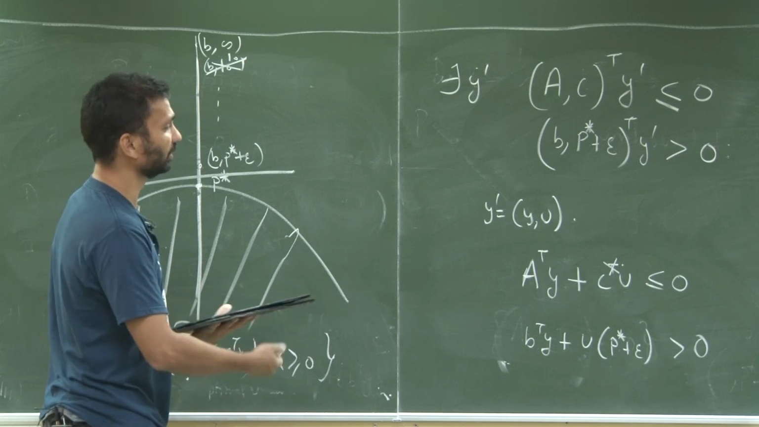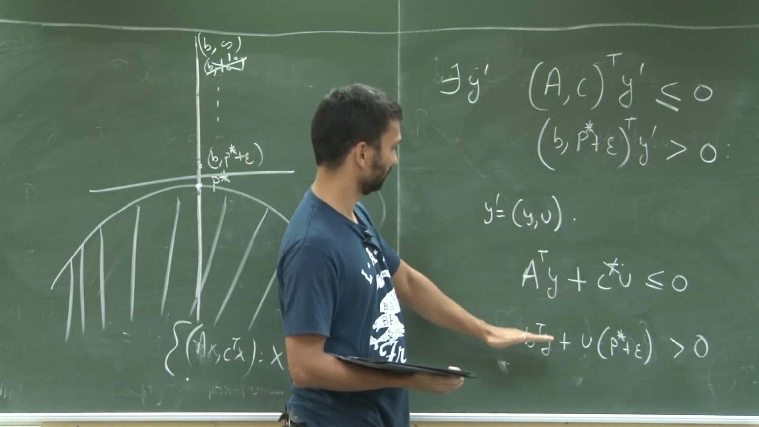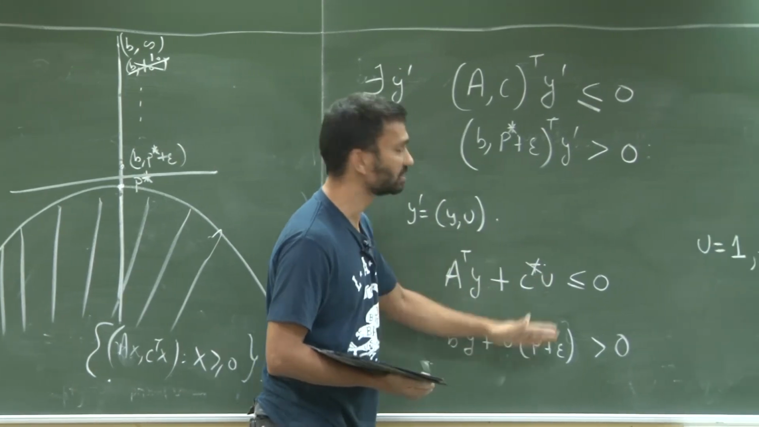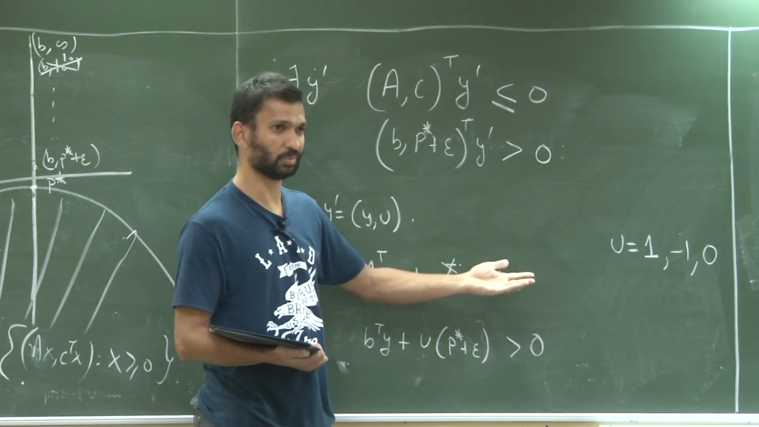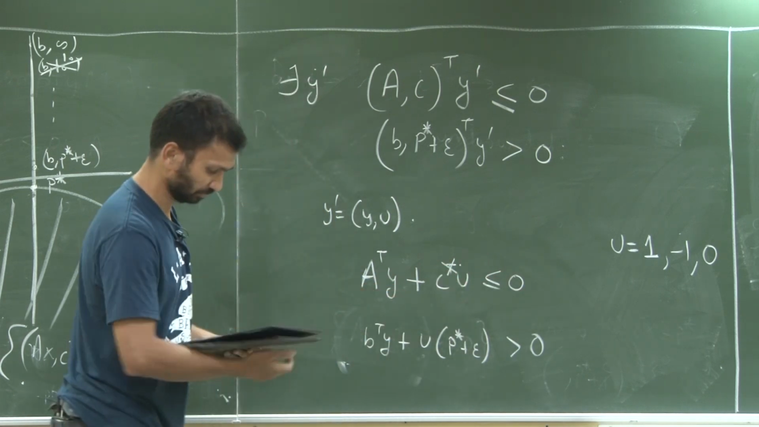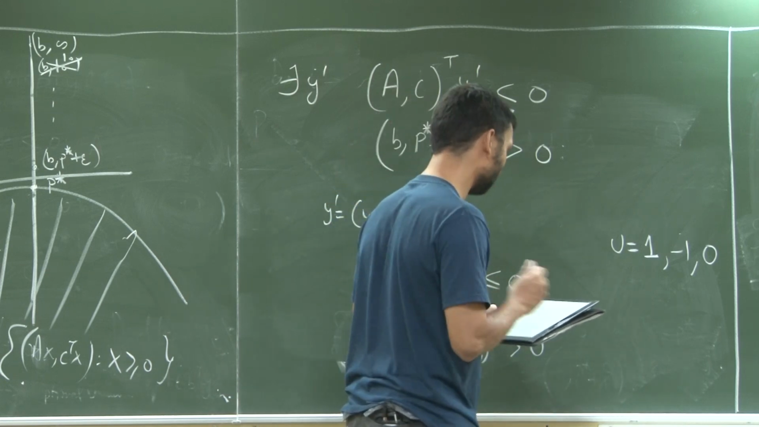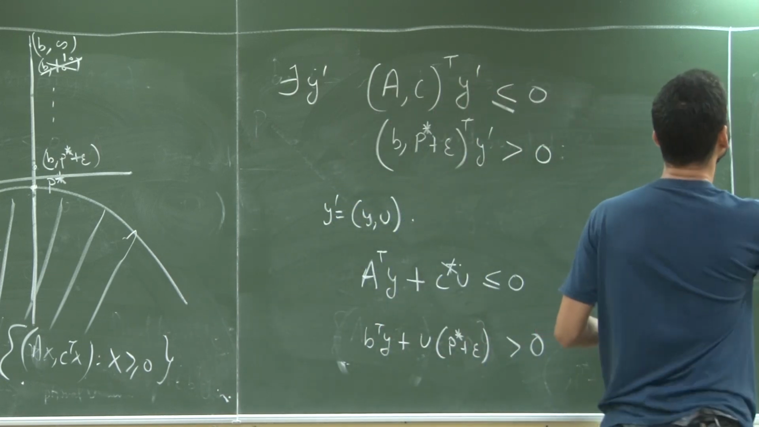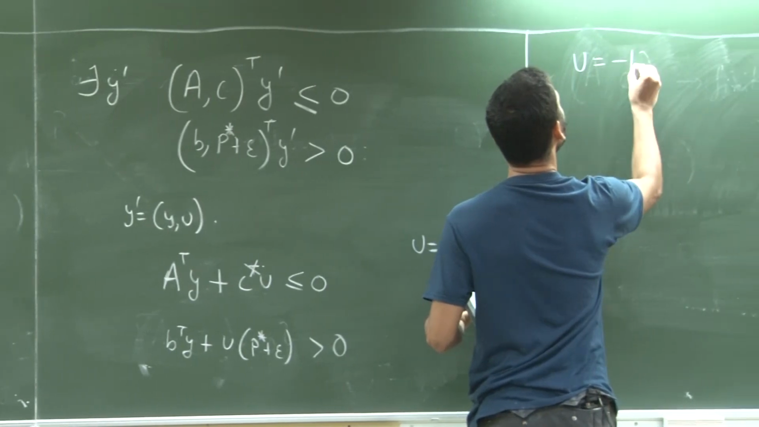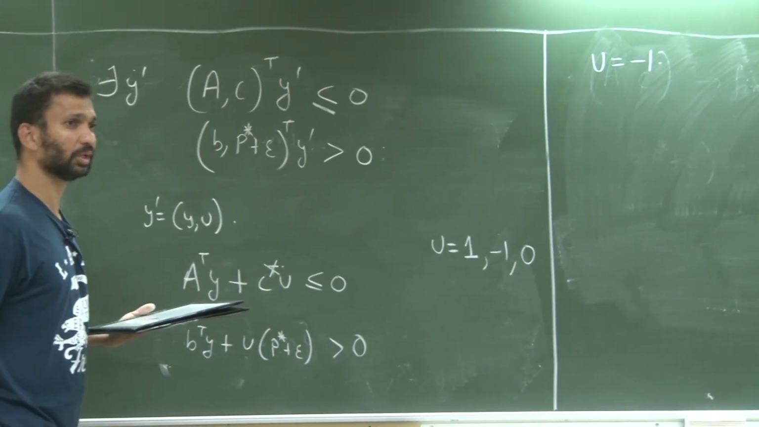Okay, great. So the meat of the problem is here. How do I use these to give me a dual feasible solution? Okay, good. So let's say u is equal to -1.